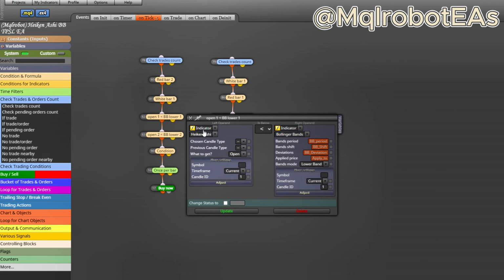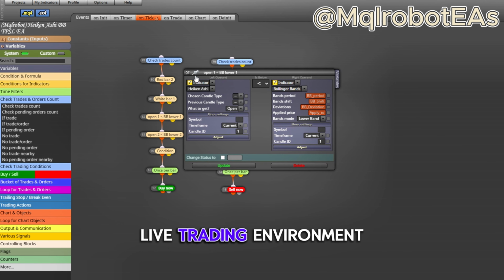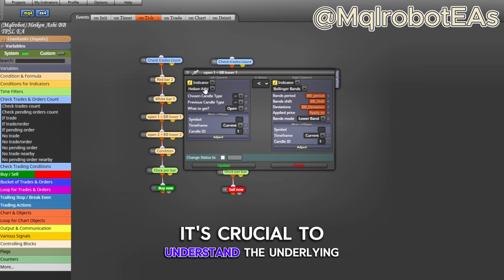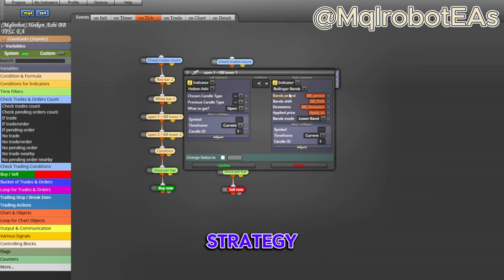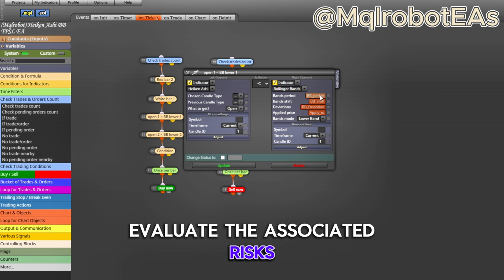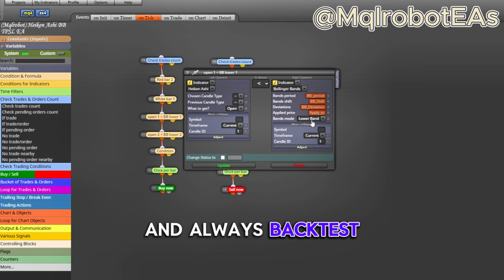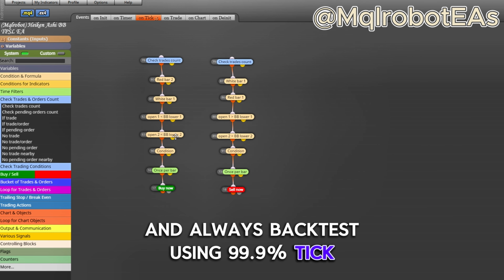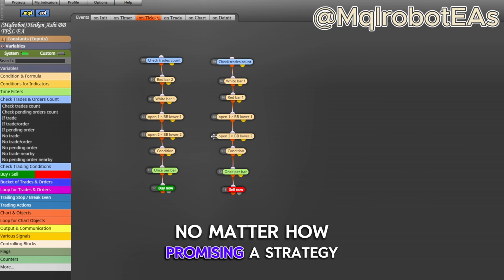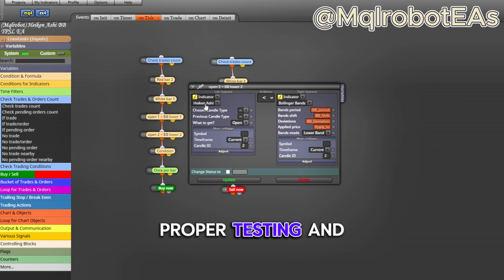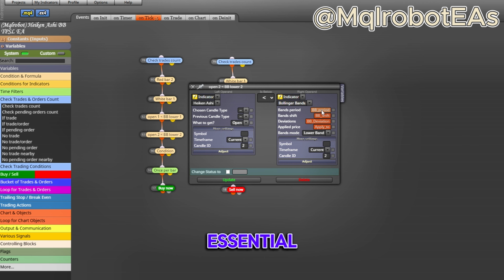Important reminder: before using this EA in a live trading environment, it's crucial to understand the underlying strategy, evaluate the associated risks, and always backtest using 99.9% tick data. No matter how promising a strategy looks, proper testing and risk management remain essential.